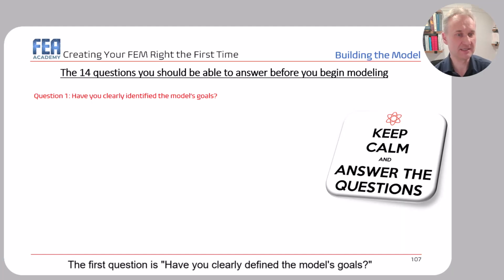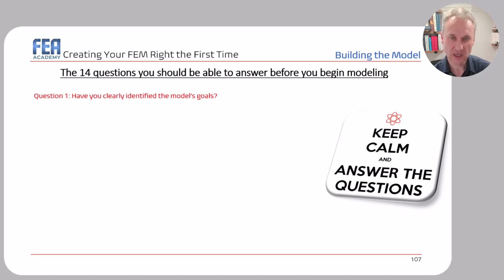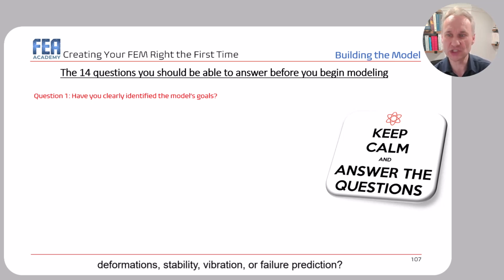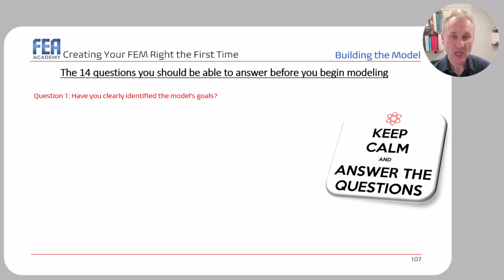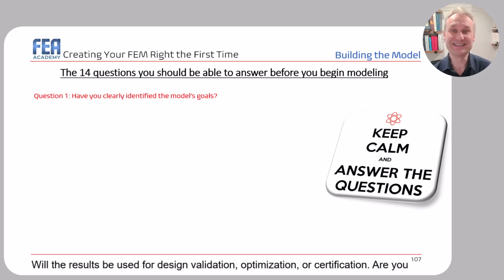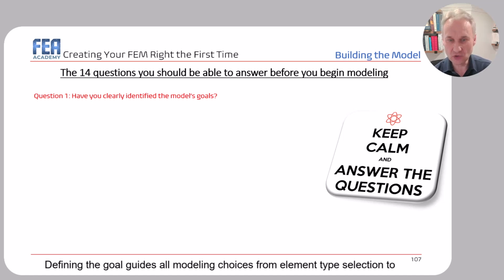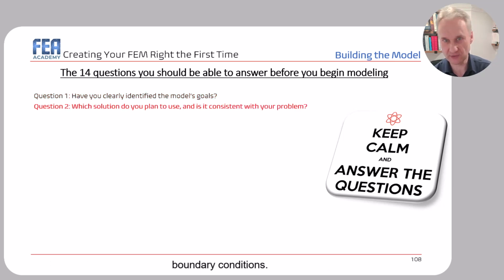The first question is: have you clearly defined the model goals? Every simulation should start with a well-defined objective. What are you trying to learn or demonstrate? Are you focusing on stress analysis, deformation, stability, vibration, or failure prediction? Will the results be used for design validation, optimization, or certification? Are you looking for qualitative trends or precise quantitative results? Defining the goal guides all modeling choices, from element type selection to boundary conditions.